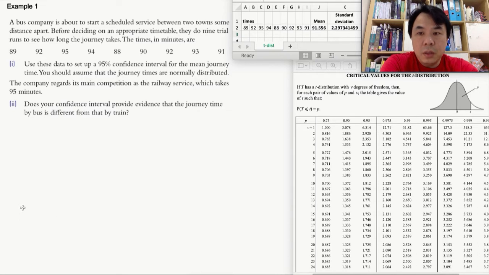Now, the second section: the company regards its main competition as the railway service, which takes around 95 minutes. So, does the confidence interval that we have obtained from section 1 provide evidence that the journey time by the bus is different from that by the train itself? We'll look at whether that is true or not by using two methods, the confidence interval method and the normal hypothesis testing method. First, the method using confidence interval.